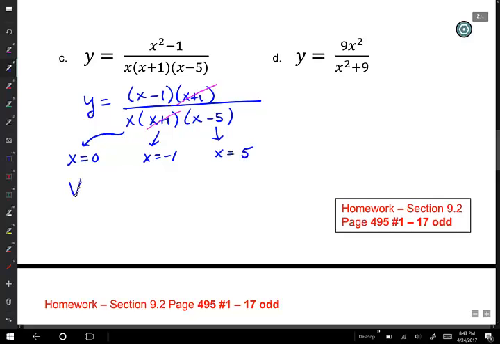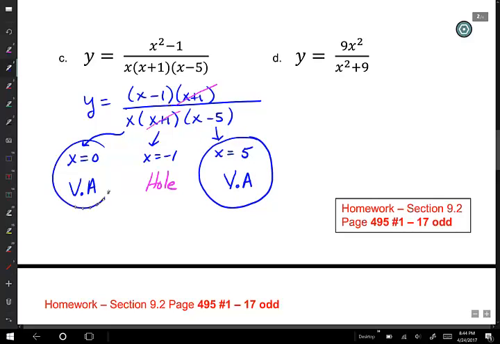Okay, x equals 0, vertical asymptote. x equals negative 1 is going to be a hole. And lastly, x equals 5 is secondly another vertical asymptote. So I'll circle our vertical asymptotes in blue, and circle my hole in magenta, and there are our three answers.